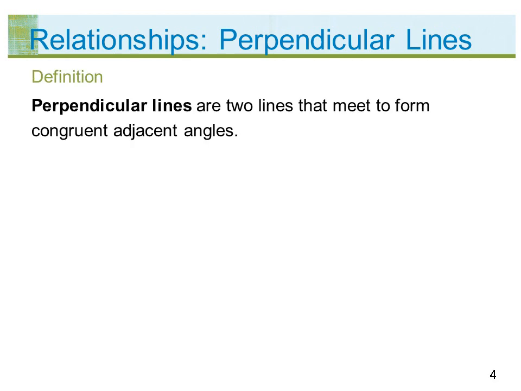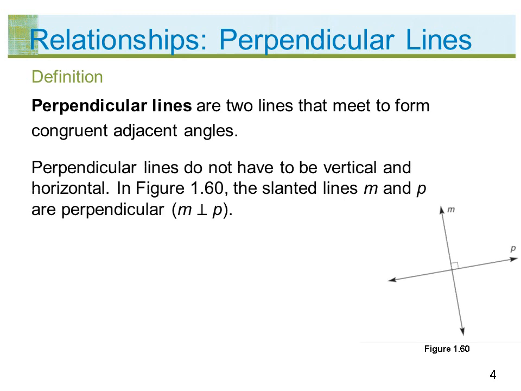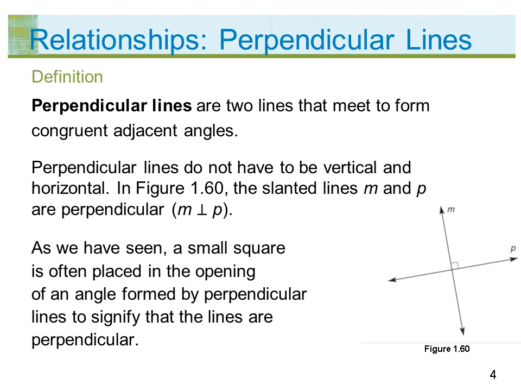Definition: perpendicular lines are two lines that meet to form congruent adjacent angles. Perpendicular lines do not have to be vertical and horizontal. In Figure 1.60, the slanted lines M and P are perpendicular. M is perpendicular to P. As we have seen, a small square is often placed in the opening of an angle formed by perpendicular lines to signify that the lines are perpendicular.